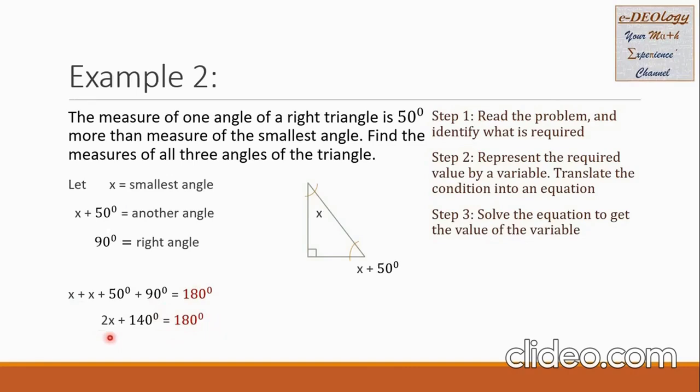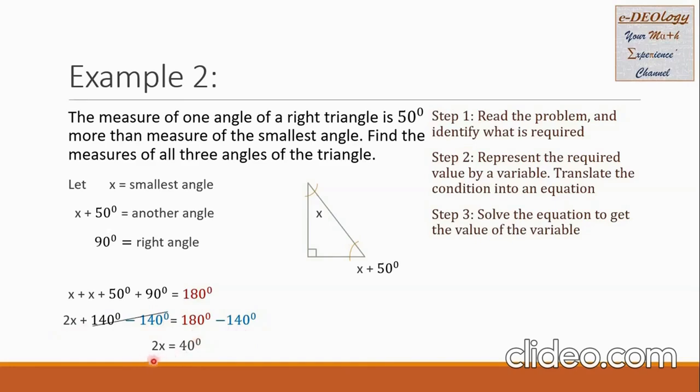So we want these 2x to be isolated. We are going to remove the 140 degrees here. So I will subtract the value 140 degrees on the left side. Also this negative 140 degrees on the right. So we can now cancel the 140 degrees minus 140 degrees. It becomes 0. The 2x comes down, then equals 180 degrees minus 140 degrees equals 40 degrees.